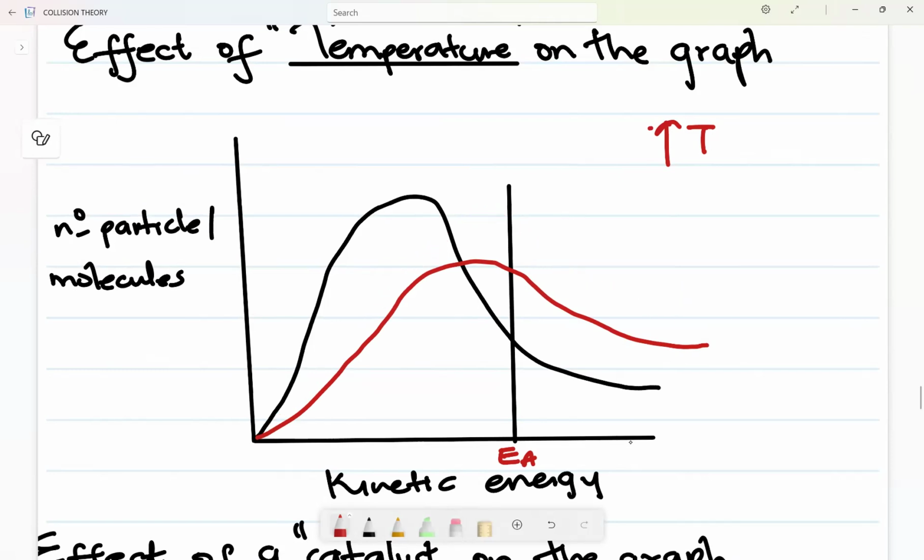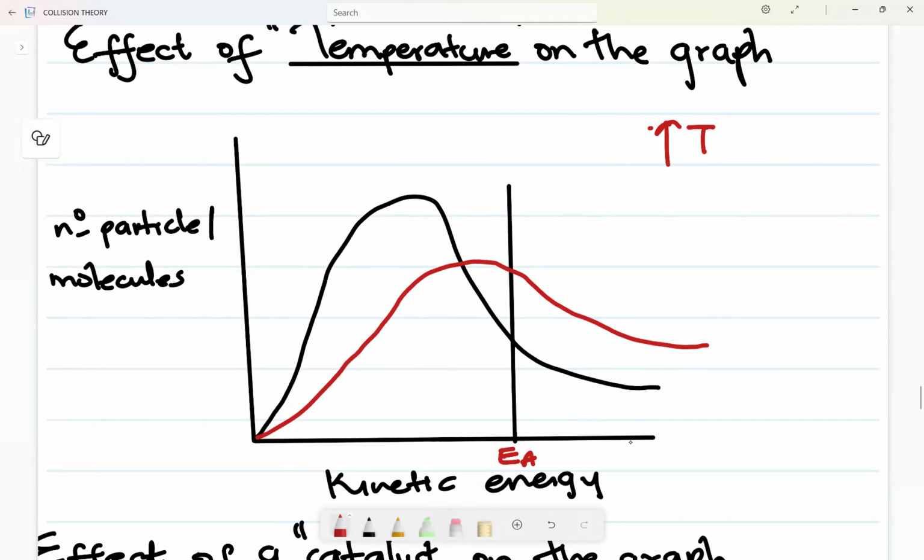Your peak will be a little bit lowered, but the average kinetic energy of the particles increases, because the temperature increases. So the peak is more to the right, because can you see now more particles qualify? The ones that qualified before were these ones, but now even these ones qualify. So it shifts to the right like that.